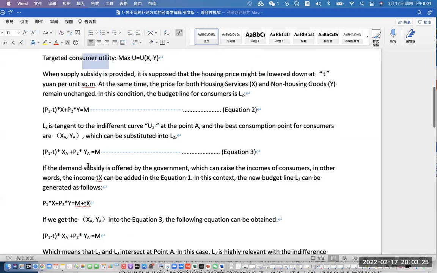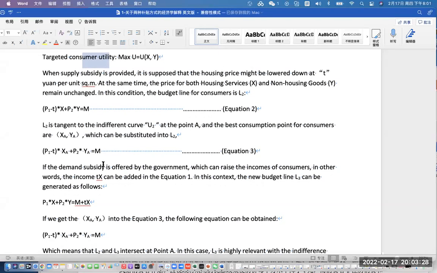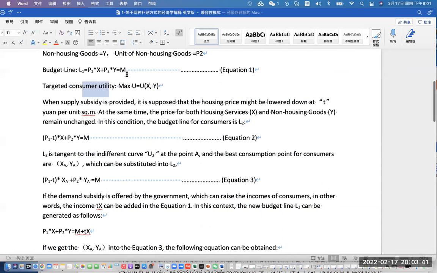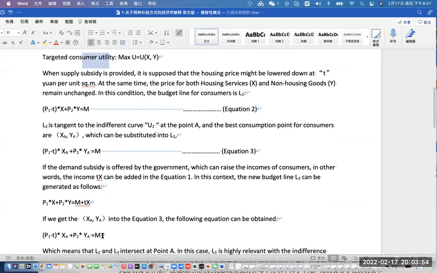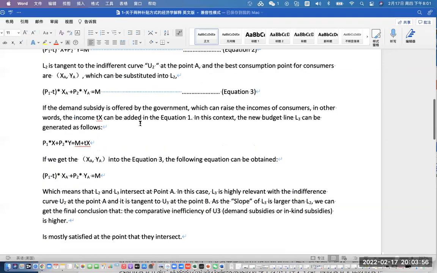So if the demand subsidy is offered by the government, it can raise the incomes of consumers. Put another way, the income TX can be added into equation 1. So it can be added into this one. And you can see this new line L3 could be P1 multiplied by X plus P2 Y equals M plus TX, right? So this is from equation 1, we can find this.